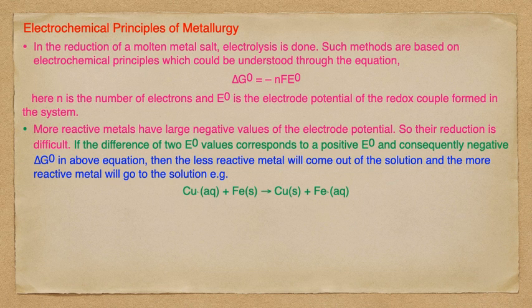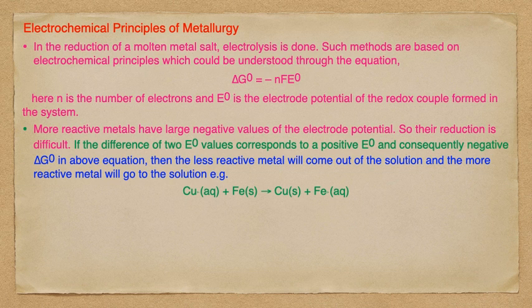Such methods are based on the electrochemical principles, which could be understood through the equation delta G naught equals minus nFE naught, where n is the number of electrons and E naught is the electrode potential of the redox couple formed in the system. More reactive metals have large negative values of electrode potential, so their reduction is difficult.